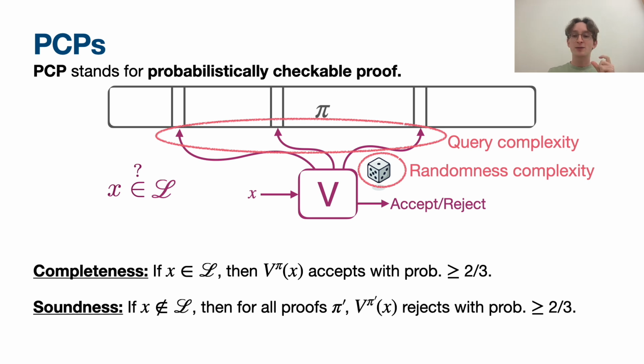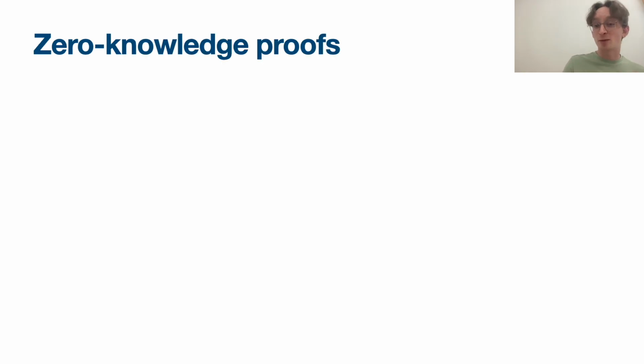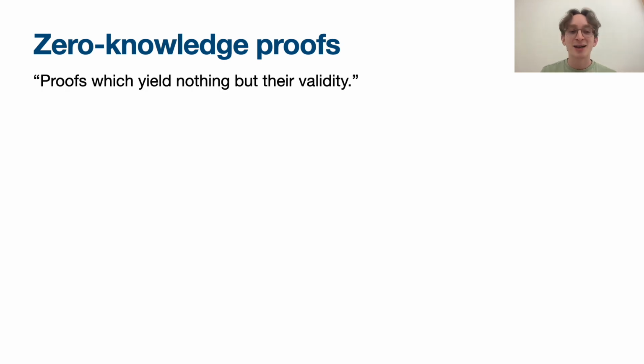Great. Okay. So now I'm going to shift gears slightly and very briefly talk about zero knowledge proofs, which are the other component of zero knowledge PCPs. Given that Avi is giving his Turing Award lecture at this conference, it's worth quoting the title of his paper: there are proofs which yield nothing but their validity, which is exactly what they are.